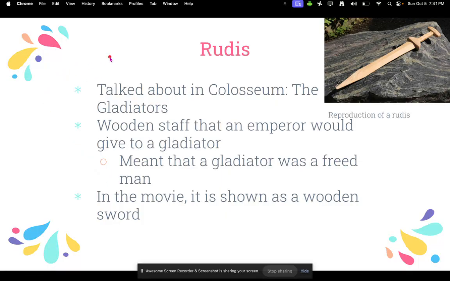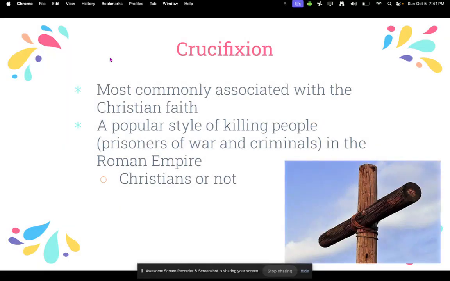And then the rudis. So we talked about this in the Colosseum, the gladiators. So that's the wooden staff that an emperor would give to a gladiator. It meant that a gladiator was then to be a freed man. In the movie, it's not a staff, it's actually a wooden sword, but in real life, it would be a staff.